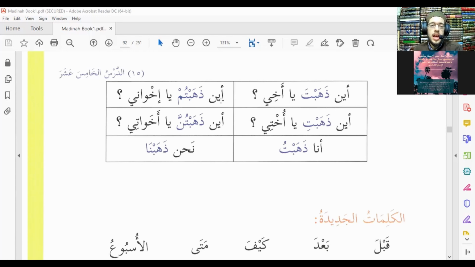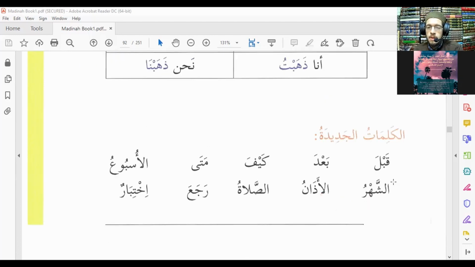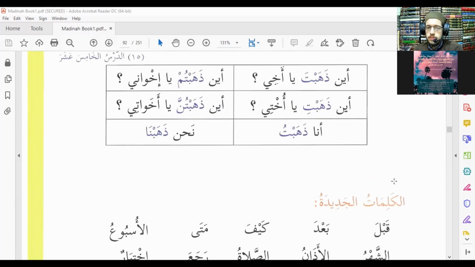Okay. أين ذهبتم يا إخواني? That's second person plural. أين ذهبتن يا أخواتي? That is second person feminine plural. And then look, we have the entire mutakallim here. أنا ذهبت، نحن ذهبنا. Exactly. So they're stressing again that point that in the first person we do not differentiate for gender. First person is easy. In these last two examples, they didn't need the pronoun.